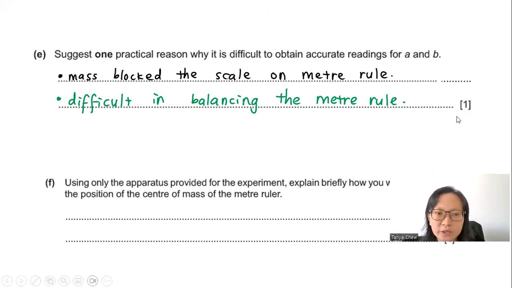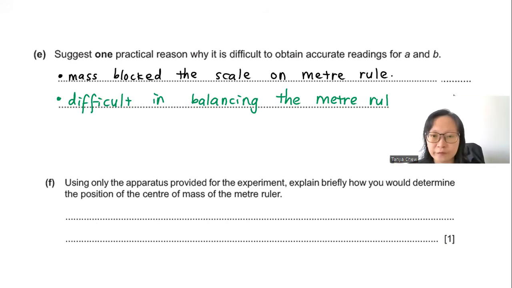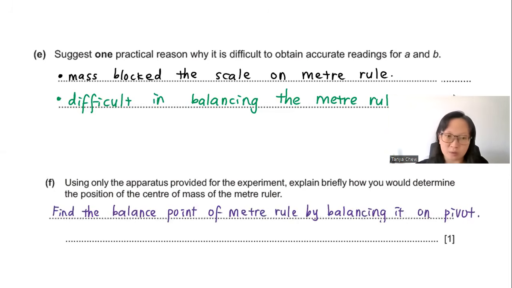F, using only the apparatus provided for the experiment, explain briefly how you would determine the position of the center of mass of the meter ruler. So center of mass is actually a point in which the whole mass of the meter rule seems to act. So I would say that I find the balance point of the meter rule by balancing it on the pivot.